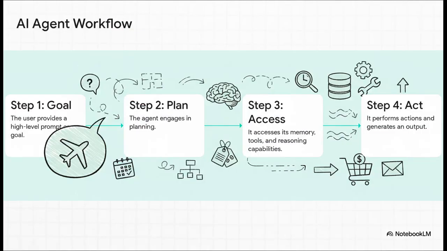So instead of asking what flights are available, you could just say, find and book me the cheapest flight to London next week. The agent then builds a plan: first check dates, then search flight APIs, then compare the prices, and maybe even use a tool to complete the booking for you. It's all about executing complex, multi-step tasks.